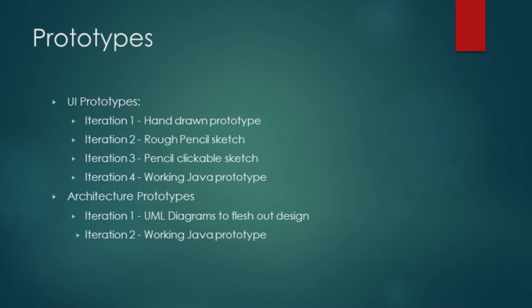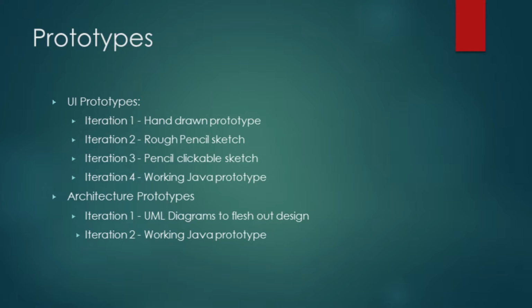During the project, we had 4 iterations of the user interface and 2 iterations of the architecture. The first user interface prototype was a hand-drawn sketch. The second was a pencil sketch that basically copied the hand-drawn sketch into the pencil software with a few changes based on feedback. The third iteration was a clickable pencil prototype to see how the flow of the menus and game would go. The fourth and final iteration for this project was the Java prototype that was just demonstrated.